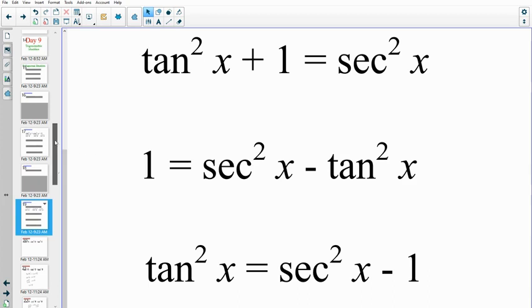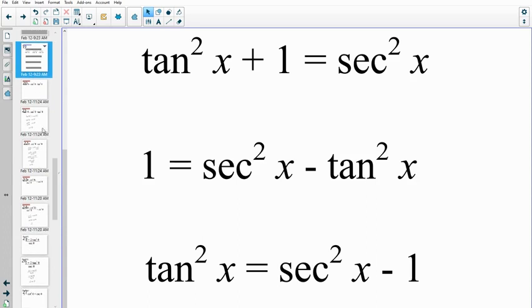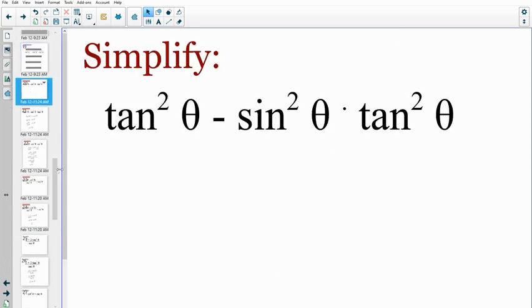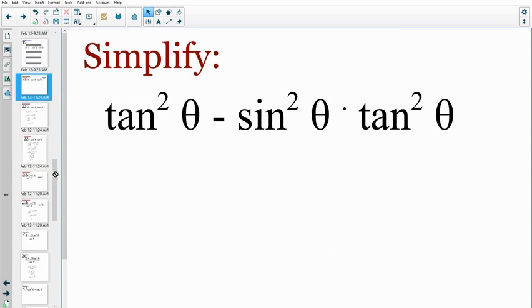All I have left to do with you guys today is to go through a few example problems. Maybe you'd say a plethora of example problems, starting with this one. Tangent squared minus sine squared times tangent squared. I'm actually going to do this one in two different ways, just to show you that there's more than one way to get from the beginning of these problems to the end of these problems.